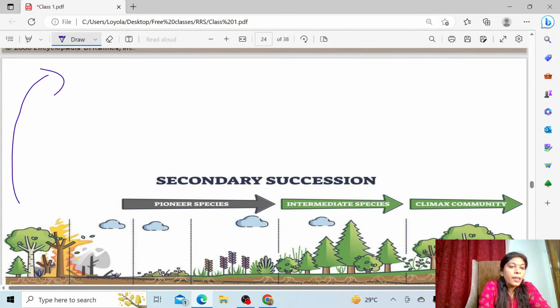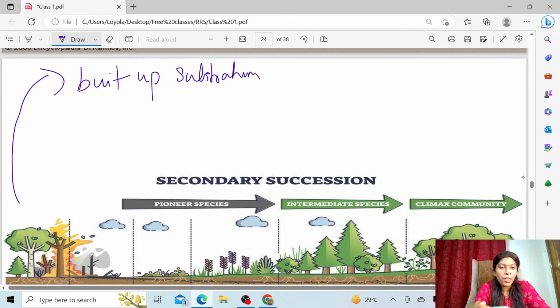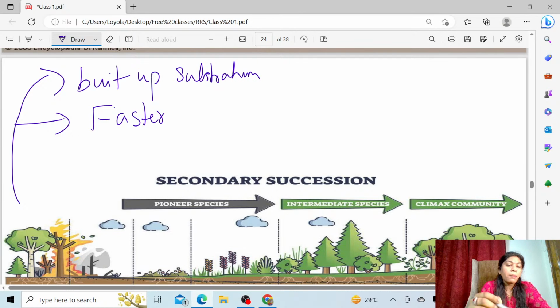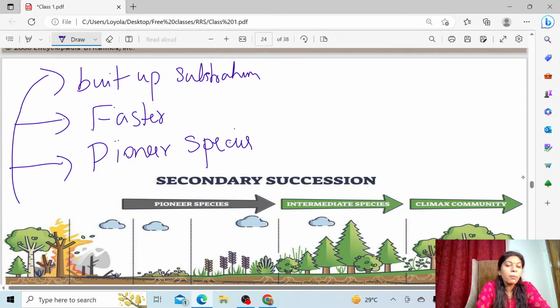The first one, there is already a built up substratum. We call this built up substratum. That means there is soil, there are minerals, there are nutrients. Then second, this takes place in a faster manner compared to the primary succession. Fastly it will reach the climax community. Third important thing here, the pioneer species. Who can be a pioneer species? There we told especially the epiphyte type of species will be a pioneer species.